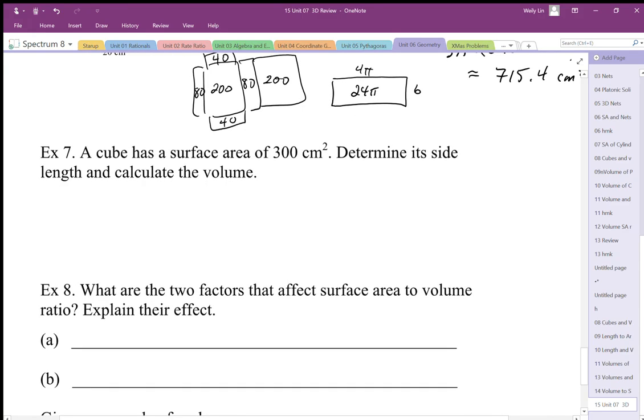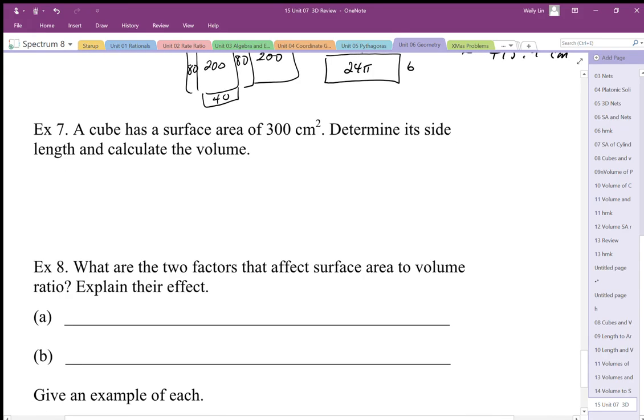Okay, so last couple questions here. A cube has a surface area of 300. Well, that has to be split up between 6 equal surfaces. Okay, so then I'm just going to draw a net of my cube. If each surface is equivalent, then I'm going to divide by 6, and I can say that each square is 50.